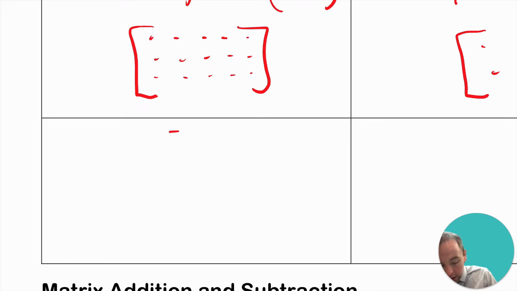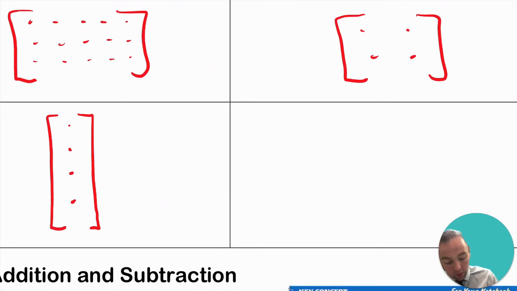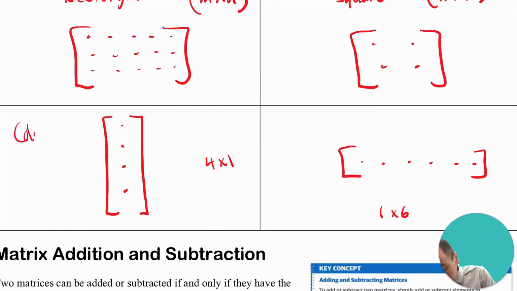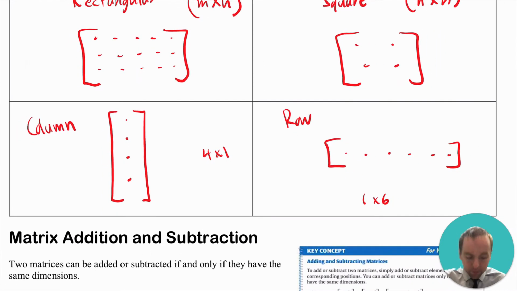And then other matrices you're going to want to be aware of is when you have a matrix that has just a single column, or a matrix that has just a single row, like you're seeing there. This matrix would be a 4 by 1 matrix, and this matrix would be a 1 by 6 matrix. We would call these a column matrix, and these a row matrix, when there's just a single column or just a single row in the matrix.